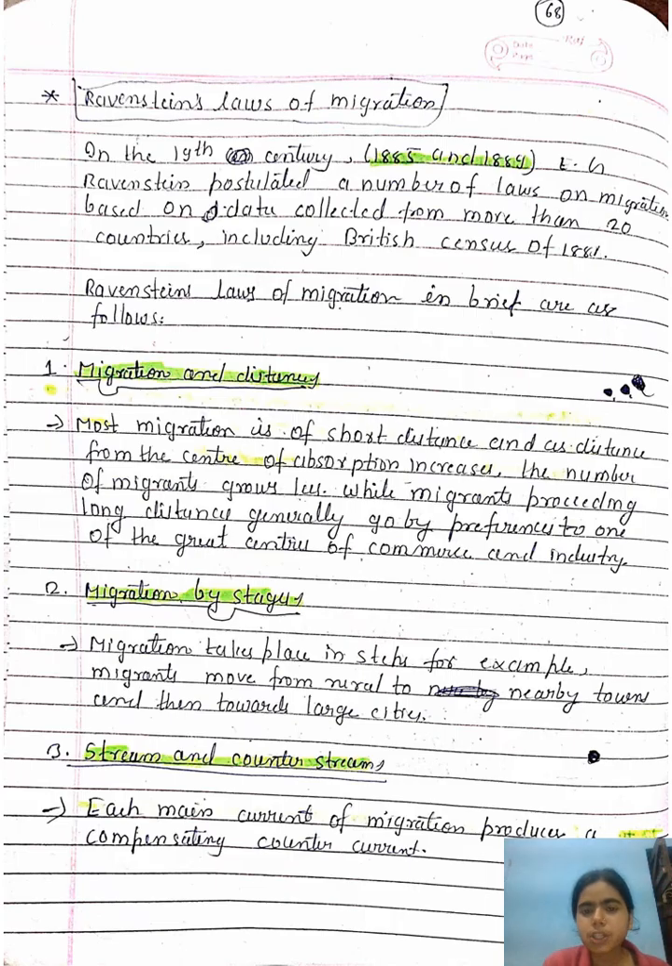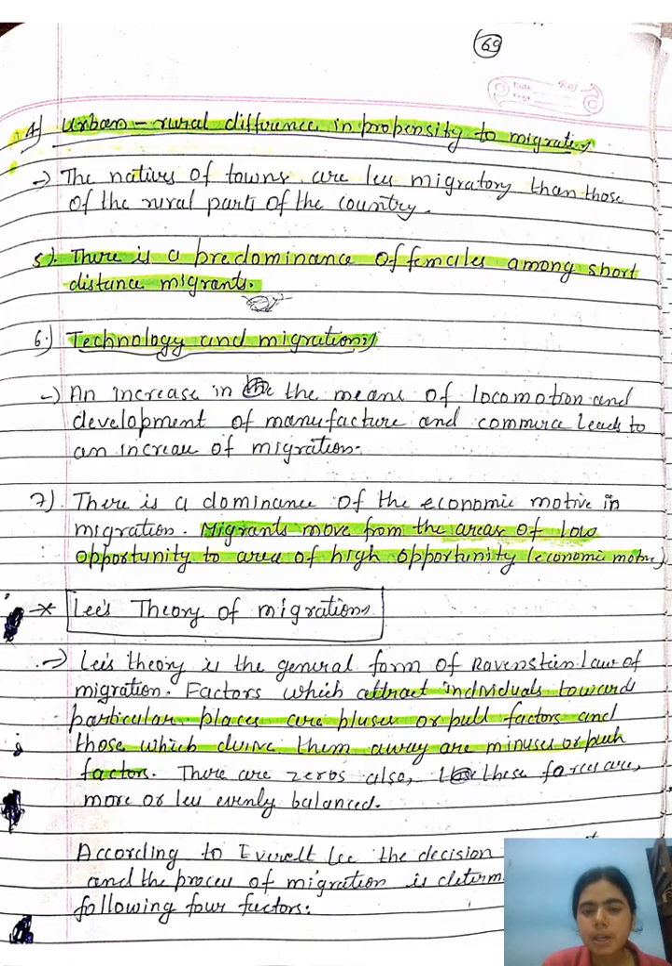Ravenstein's laws of migration, 1885. Migration and distance, these are the things. Migration by stages, stream and counter stream. Urban rural difference in propensity to migrate. Lee's theory of migration.